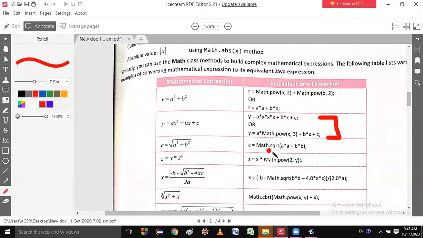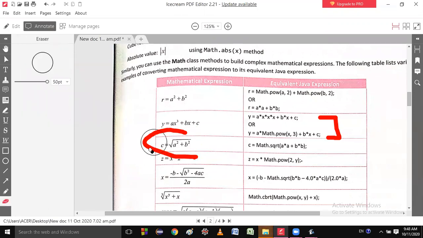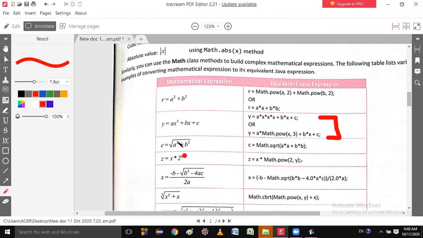c equal to Math dot sqrt, because this is the complete root of a square plus b square. So you will write Math dot sqrt, and in between a multiply a plus b multiply b. Is it right or not? Yes, sir. And how will this be written? z equal to x multiply p Math dot pow 2 comma y.